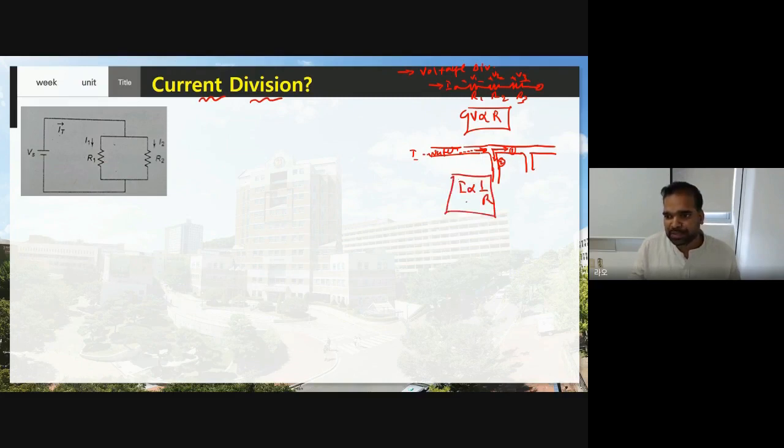I already explained in my previous video that if the resistance value is higher, the current is less. So what is the purpose of a resistor? A resistor resists the flow of current. So if the resistance value is higher, the current is lesser.